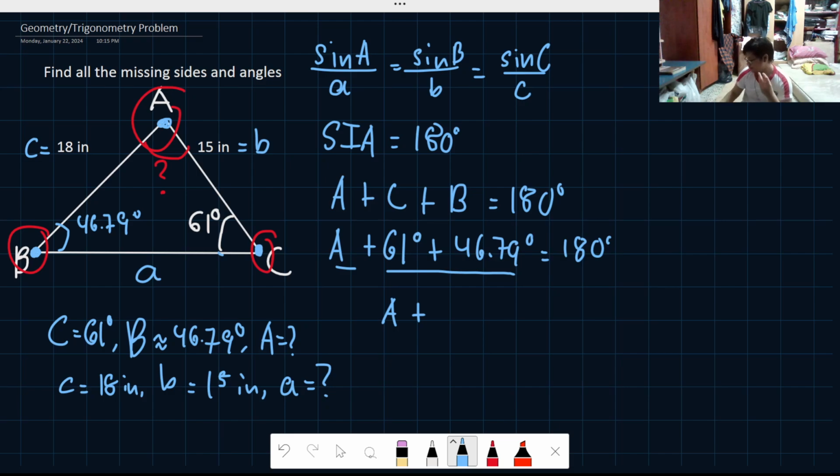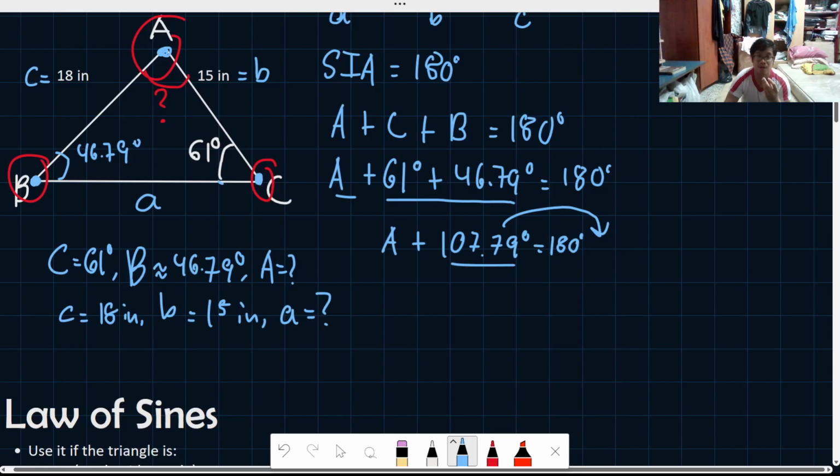So 61 plus 46.79. In here, you will get 107.79 degrees. Then, what we're going to do is transpose this angle to the other side for us to get our angle A.